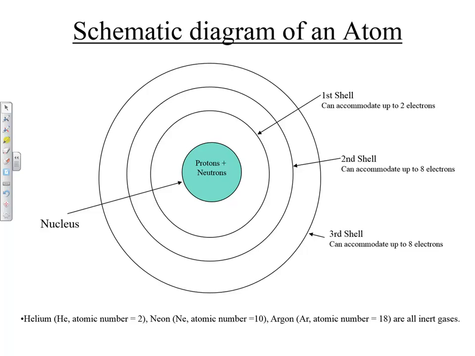Argon has an atomic number of 18. Again, it's 2 plus 8, 10, plus 8, 18. So the outermost shell is completely filled up. So there is no scope for electron transfer, electron sharing, whatever. And that's also an inert gas.